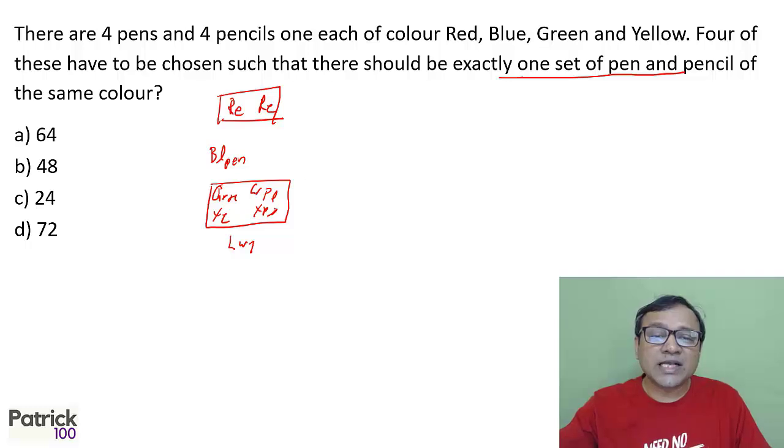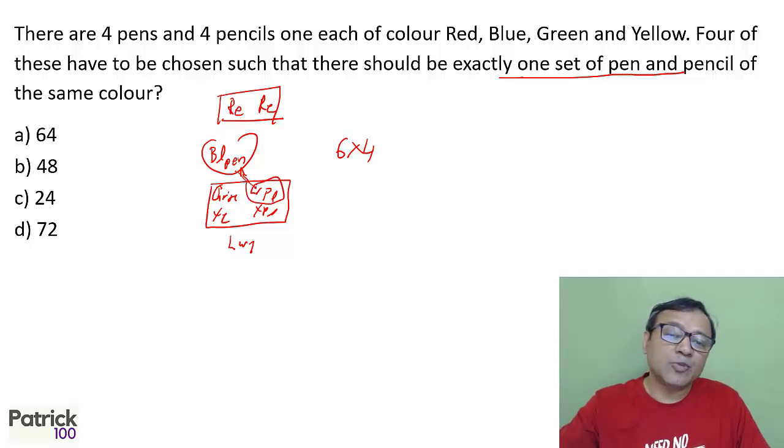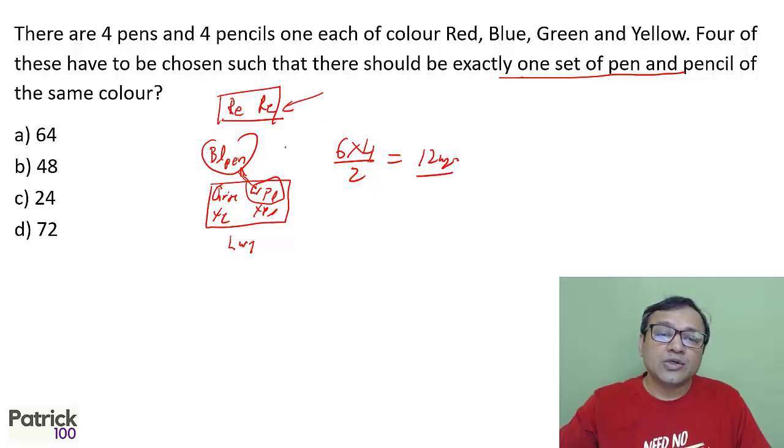Similarly, I can use any of the 6. So either green pen, yellow pen, green pencil, yellow pencil, blue pencil. So 6, multiply by 6. So 6 and each will have 4 ways. So 6 4s. But there is double counting. When I take blue pen, I take green pencil. If I take green pencil, I can take blue pen. So if you divide by 2 for the number of ways, which is 12 ways. So 12 ways for the red pair. So for each of the 4 colors, you will have 12 ways. So 12 into 4, 48 ways.